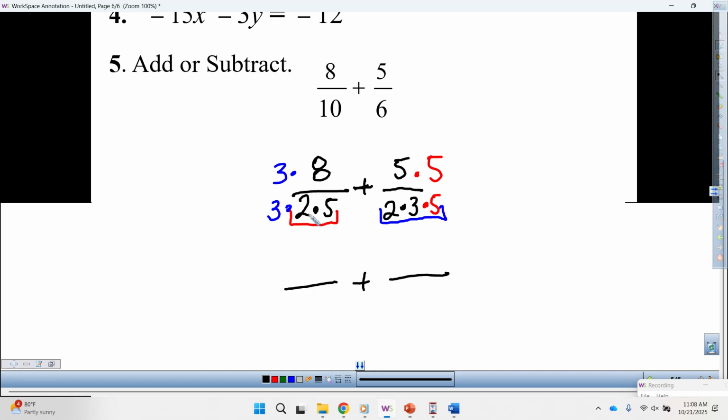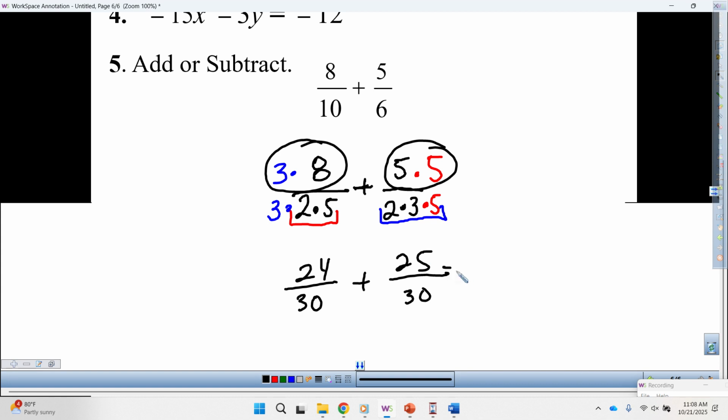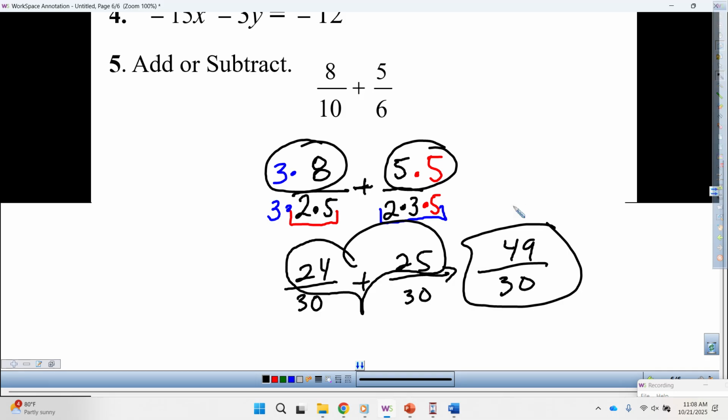So let's see. 5 times 2 is 10 times 3, that's 30. 2 times 3 is 6 times 5, that's 30. Numerator, 3 times 8, that's 24. 5 times 5, that's 25. So, common denominator is 30. We focus on the numerators. 24 plus 25 is 49. We'll leave it like that for right now.